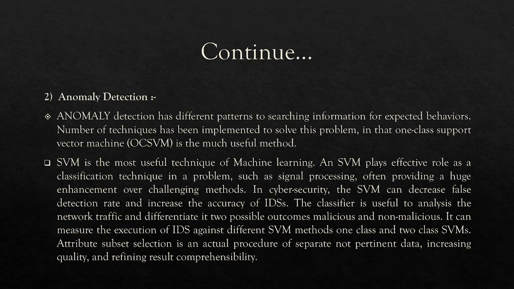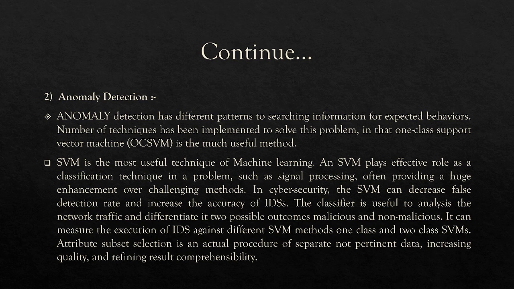Second is the anomaly detection. It has different patterns for searching information for expected behaviors. A number of techniques have been implemented to solve this problem, and in that, one-class support vector machine is a much useful method. SVM is the most useful technique of machine learning, and SVM plays an effective role as a classification technique in problems such as signal processing, often providing a huge enhancement over challenging methods.